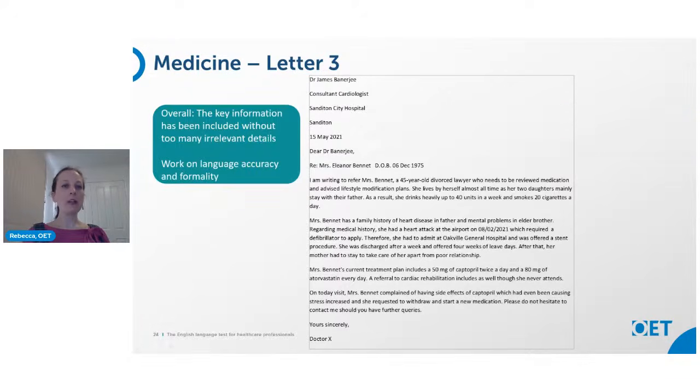So overall, there are some problems with this letter, as I've identified, but the main information about the patient has been communicated. And compared to the previous letter, there weren't so many irrelevant details included about the heart attack. I would say that Miat has some work to do around language accuracy and to work on appropriacy for the formality of healthcare writing.